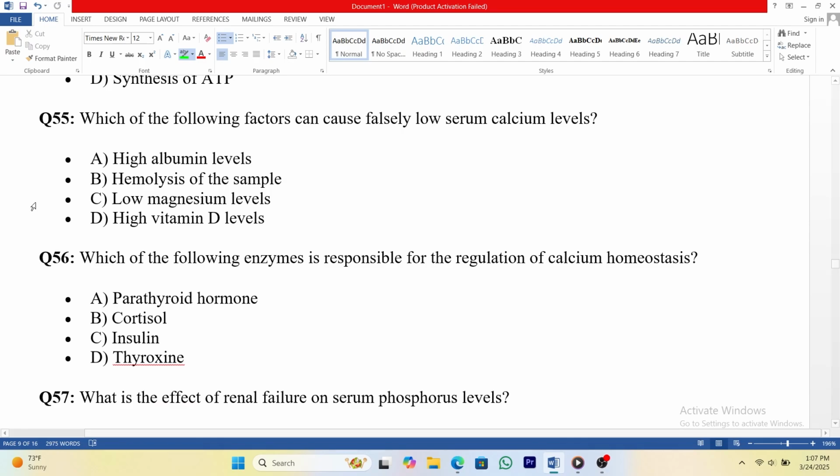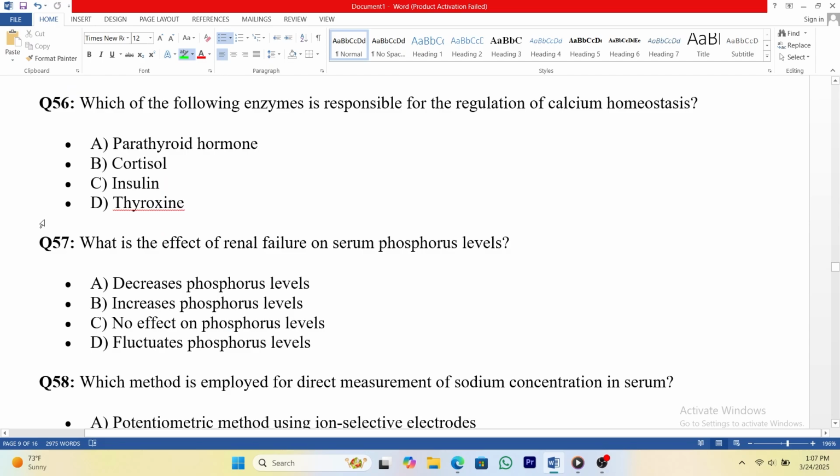A. High albumin levels. B. Hemolysis of the sample. C. Low magnesium levels. D. High vitamin D levels. Answer: B. 56. Which of the following enzymes is responsible for the regulation of calcium homeostasis? A. Parathyroid hormone. B. Cortisol. C. Insulin. D. Thyroxine. Answer: A.